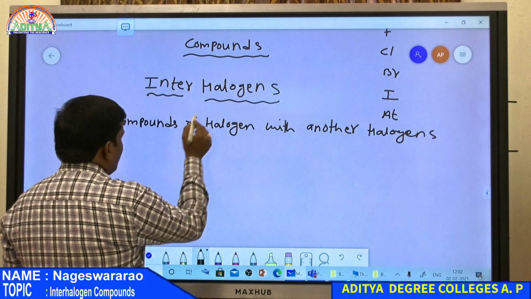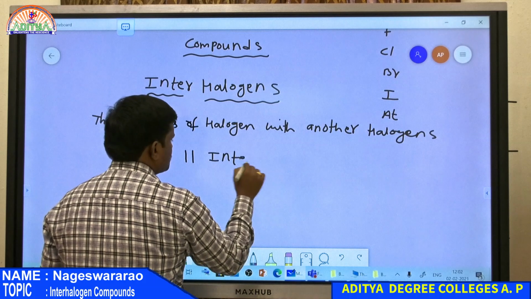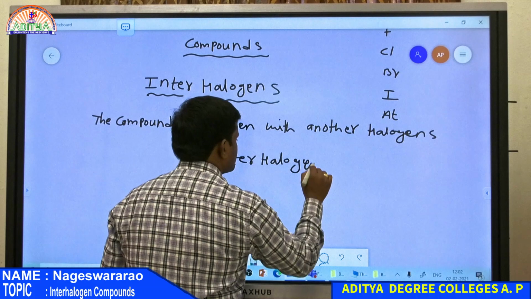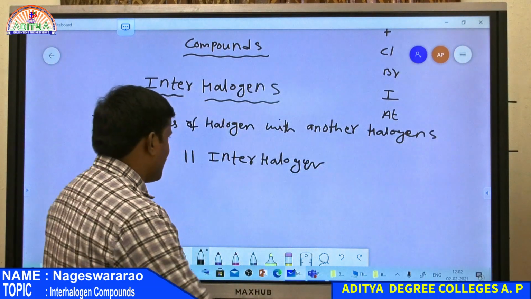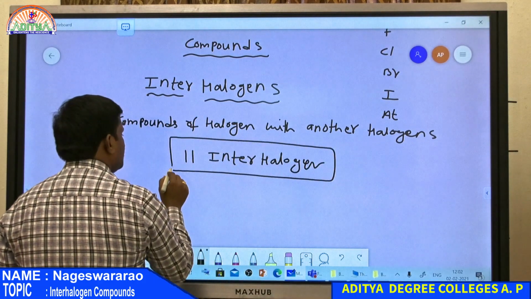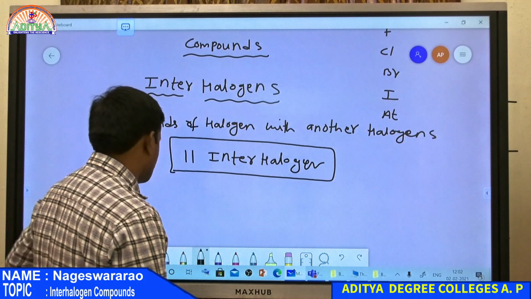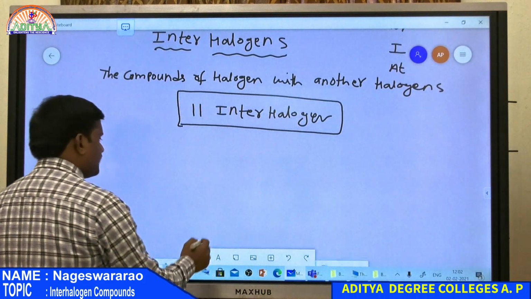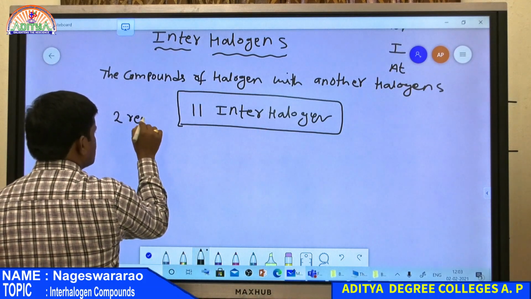Halogens form nearly 11 interhalogens among themselves. So there are nearly 11 important interhalogen compounds. These are due to formation of bond between halogens. Among the halogens, a bond between any 2 halogens forms nearly 11 interhalogens. So what is the reason for formation of interhalogens? There are 2 reasons for the formation of interhalogens.